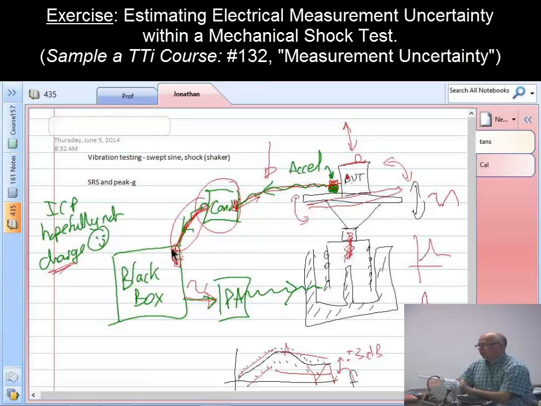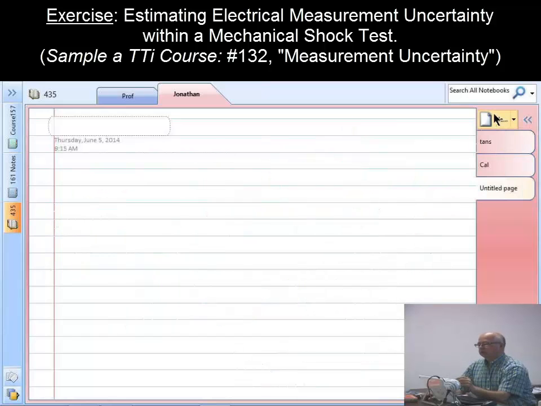And the manufacturers of these black boxes go to extremes to make sure that the uncertainty associated with the black box is tiny compared to any signal coming in. That's why I said I wouldn't be worried at that stage. As an example, I've just got to jump onto an example.